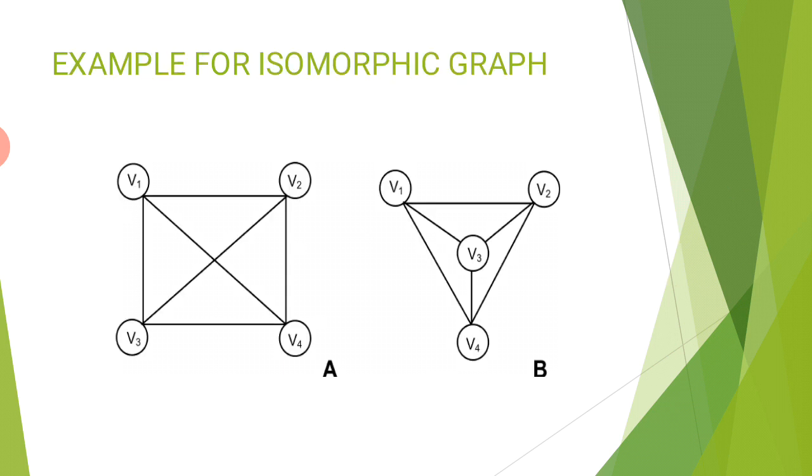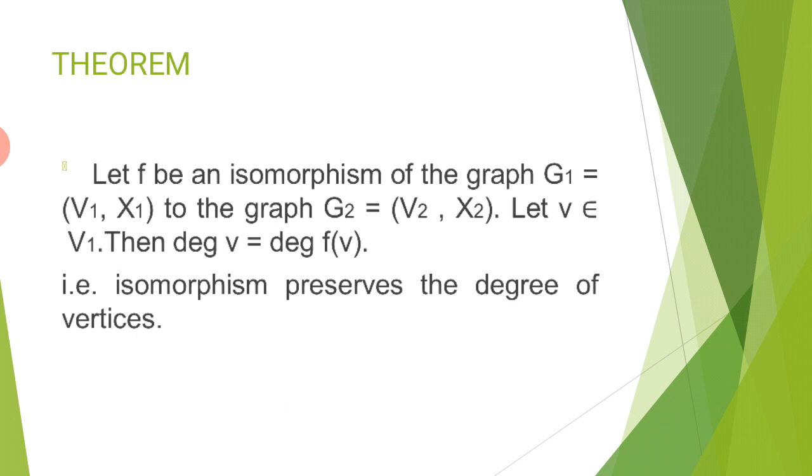For example, there are two graphs A and B such that every pair of vertices which are joined in A are also joined in B. Therefore, this graph is said to be an isomorphic graph. Theorem. Let f be an isomorphism of the graph G1 = (V1, X1) to the graph G2 = (V2, X2). Let v belong to V1, then degree of v is equal to degree of f(v). That is, the isomorphism preserves the degree of vertices.